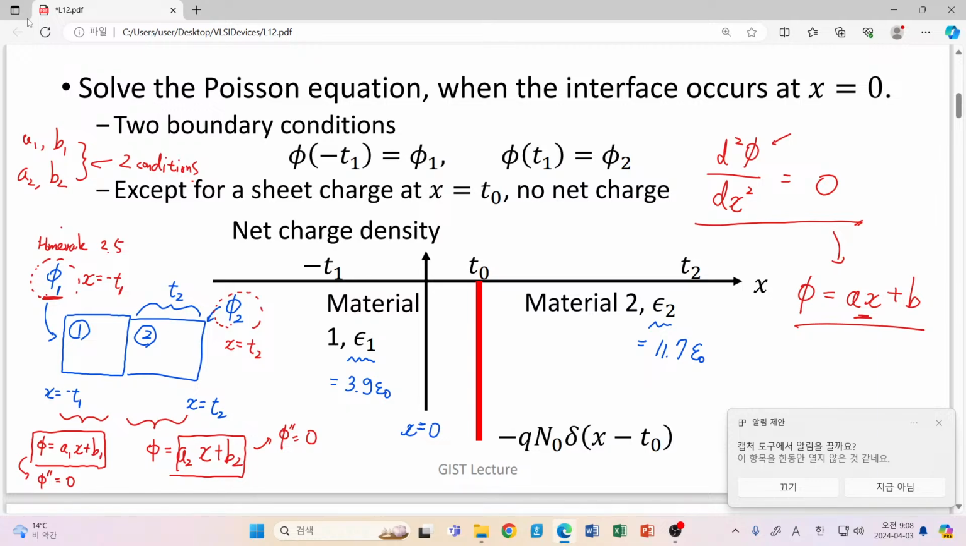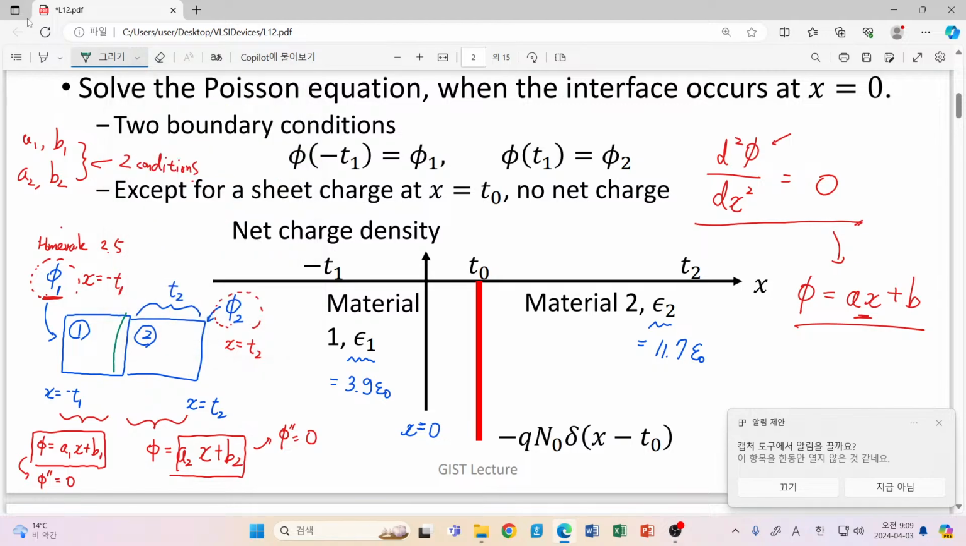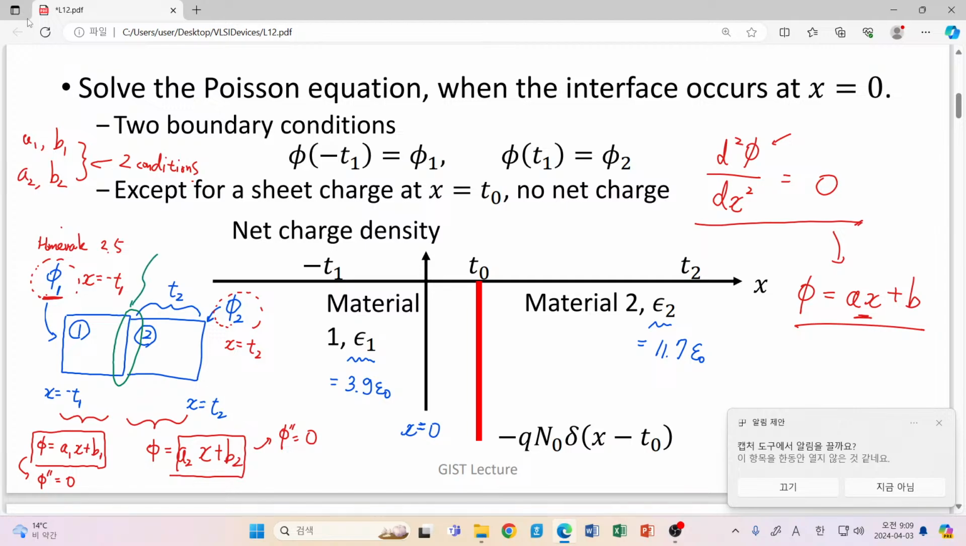Of course, we must concentrate on this interface. Please try to impose the continuity of your potential itself. When x equals 0, your potential should be continuous. Otherwise, you have just a high electric field at the interface. That is not allowed. So you have to have continuity of your electrostatic potential.